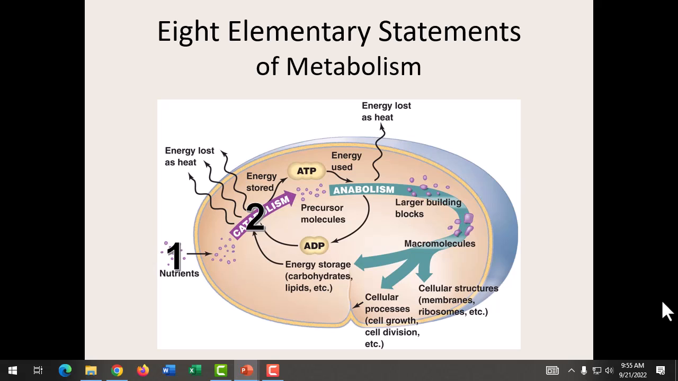The second, my little number 2 that's on top of the catabolism, metabolism gains energy from catabolism. So metabolism, like all the chemical processes, gets its energy from catabolism. That breaking down releases the energy that's needed.